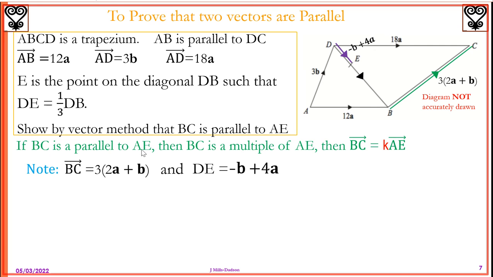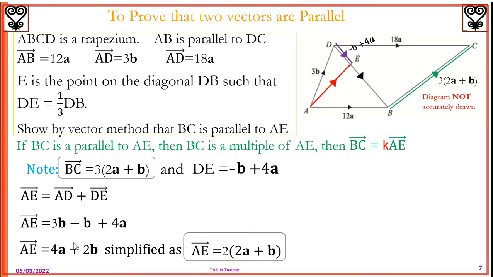Now, if BC is parallel to AE, then BC is a multiple of AE. And this is how we write the notation. Vector BC is equal to K vector AE. So which means that we need to work out AE. And AE is the same as vector AD plus DE. We know vector AD as 3B and DE as negative B plus 4A. So we work this out. Always simplify where possible. When we work this out, we have 4A plus 2B. But if we simplify by factoring out 2, this is what we have.